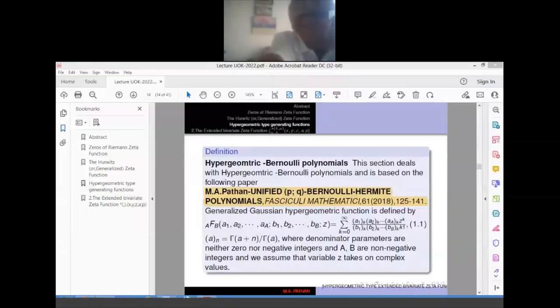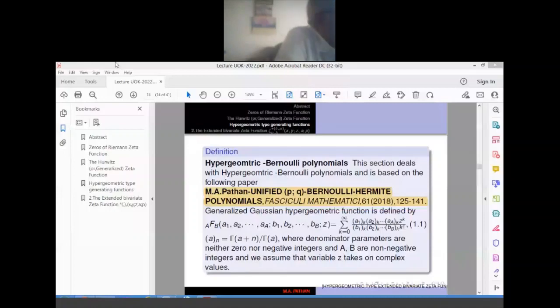Okay. So the better way to connect this Bernoulli polynomial to the Riemann zeta function is through the hypergeometric function. And for that purpose, we have to define these hypergeometric Bernoulli polynomials. For that, there is one paper which was written by me and published in Symmetry in the year 2018. This is the paper on unified PQ Bernoulli polynomials.